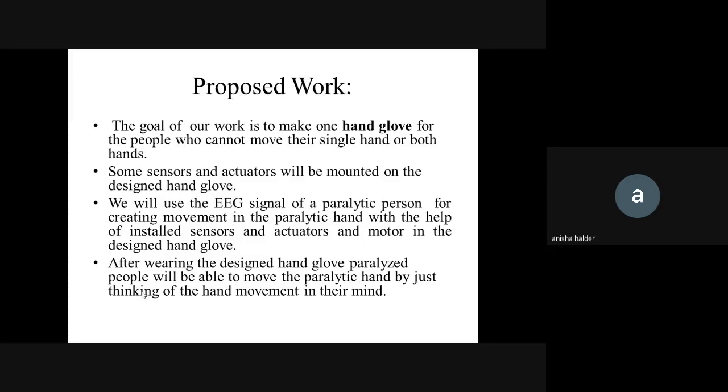This is our work. Okay, some sensors and actuators will be mounted on the designed hand glove. We will use the EEG signal of a paralytic person for creating movement in the paralytic hand with the help of installed sensors and actuators, and definitely a motor is there. A very costly motor is there actually. The motor is the most expensive part in these hand gloves, in the designed hand glove. After wearing the designed hand glove, paralyzed people will be able to move the paralytic hand by just thinking of the hand movement in their mind.